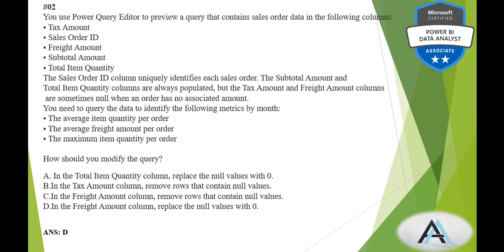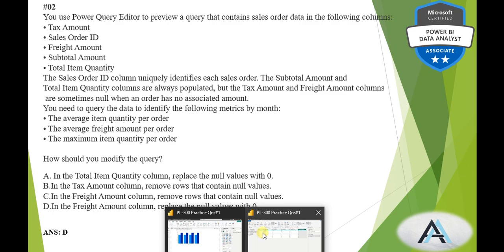Just read the question, pause the video. I will try to explain what the given data is. The table is sales and there are 5 columns: tax amount, sales order ID, freight amount, subtotal amount, total item quantity. They are saying sales order ID is a unique column, that will have unique values. Subtotal and total item quantity, these two columns are always populated. But tax amount and freight amount, these two may contain some null values.